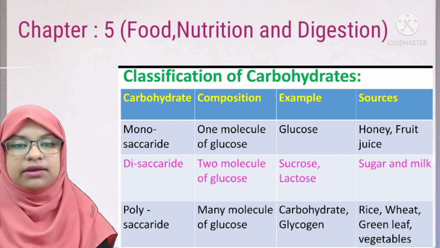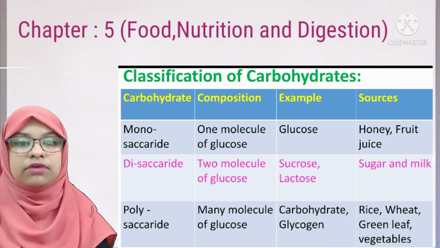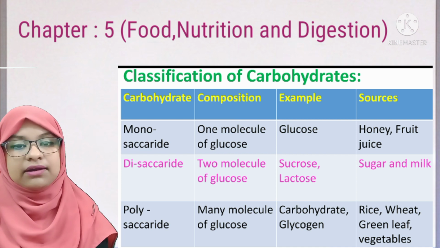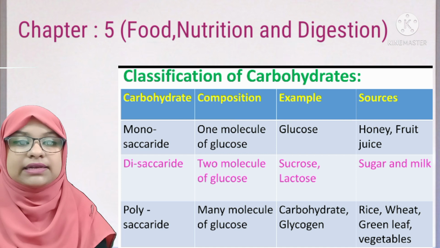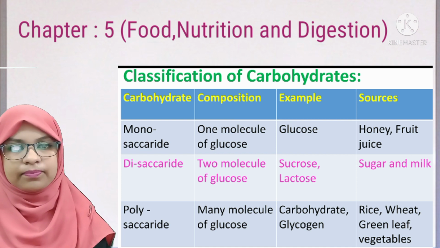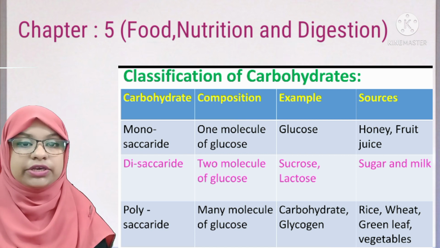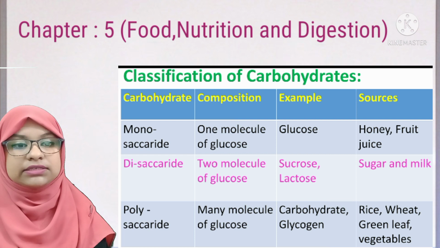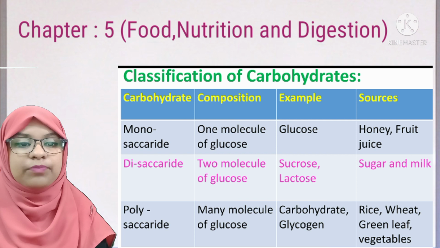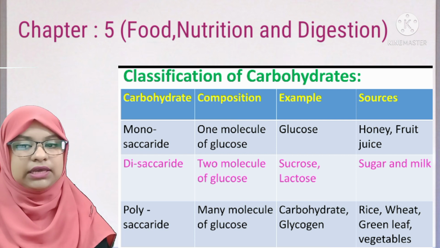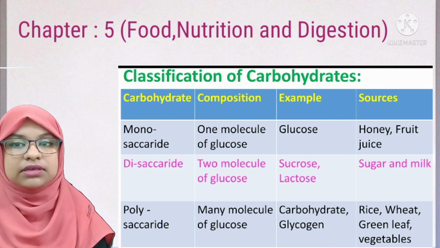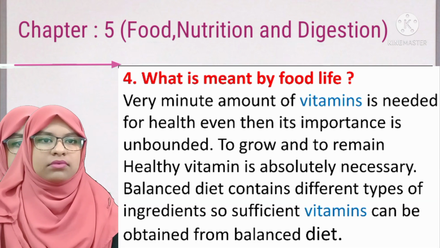Second one is disaccharide. Disaccharide is composed of 2 molecules of glucose. The examples of disaccharide are sucrose, lactose, etc. And we can get disaccharide from sugar and milk. Last one is polysaccharide. Polysaccharide is composed of many molecules of glucose, and examples of polysaccharides are starch, glycogen, etc. We can get polysaccharide from rice, wheat, green leaf, vegetables. That means the sources of polysaccharides are rice, wheat, green leaf and vegetables.